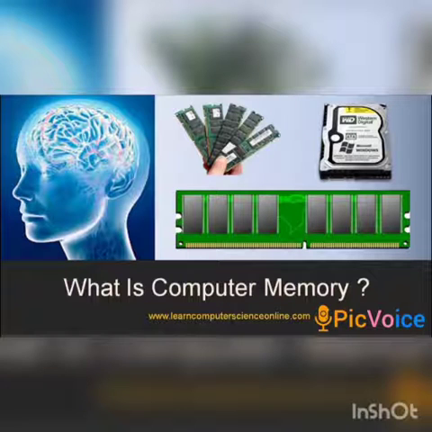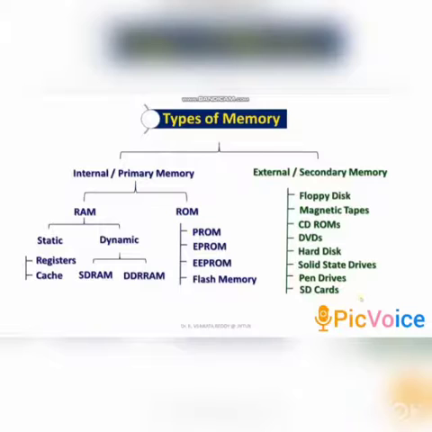Okay. Next, memory. What is memory? The memory capacity is the amount of data a device can store at any given time in its memory. Then types of memory. The computer system can be divided into two main parts of memory. First one, primary memory. Another one, secondary memory.